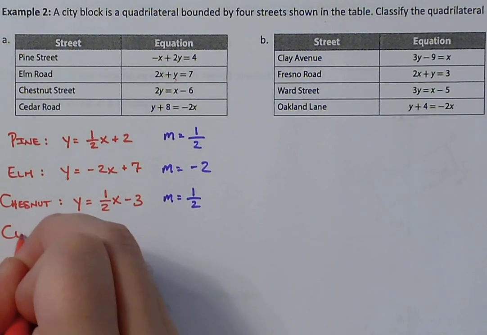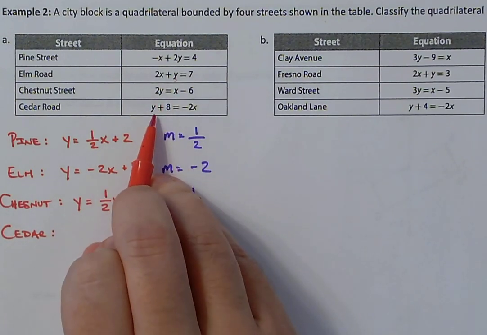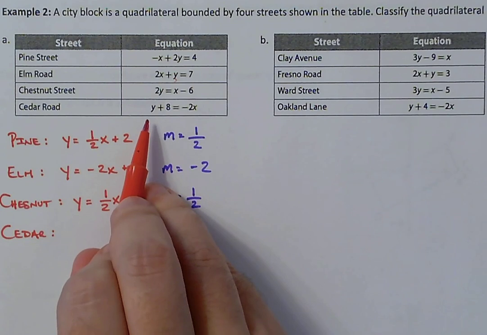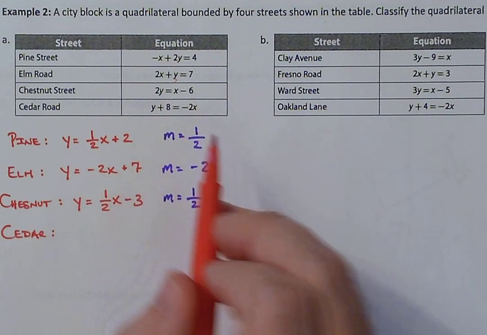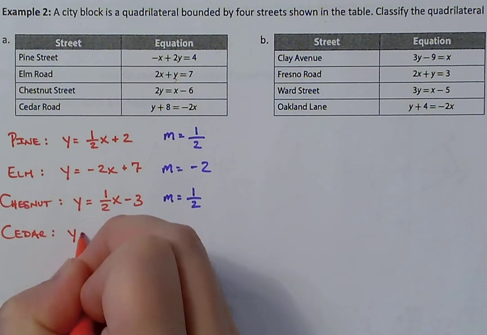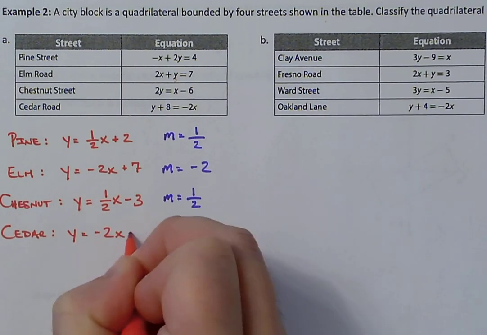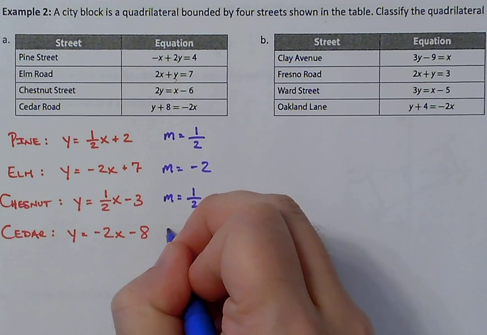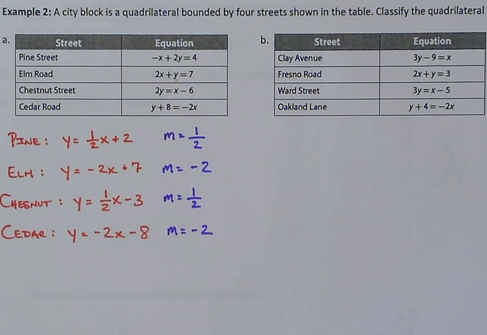And then lastly, for Cedar Road, Cedar is y plus 8 equals negative 2x. To solve for y, all we need to do is subtract 8 to the other side. So we end up with y equals negative 2x minus 8. So the slope for Cedar Road is going to be negative 2.